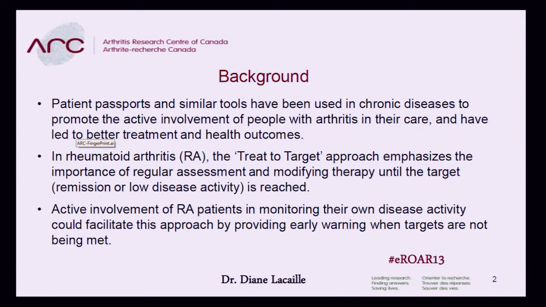In rheumatoid arthritis, and that's the target of the tool that we developed, the current approach, which we call treat to target, emphasizes the importance of regularly assessing disease activity. So how much is your inflammation from your rheumatoid arthritis still active, and modifying treatment until people have reached what we call the target, which essentially is ideally having no inflammation, which is called remission, or having only a little bit of inflammation that is what we would consider an acceptable level of inflammation. And until this is reached, you modify therapy until you get to that target.